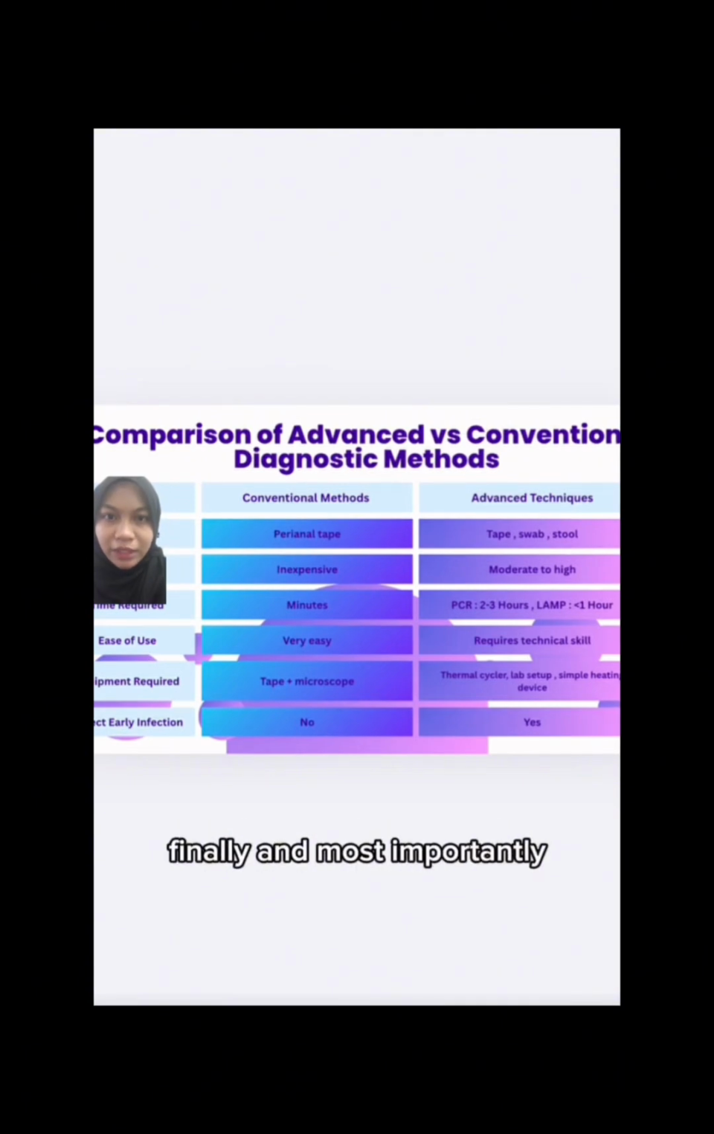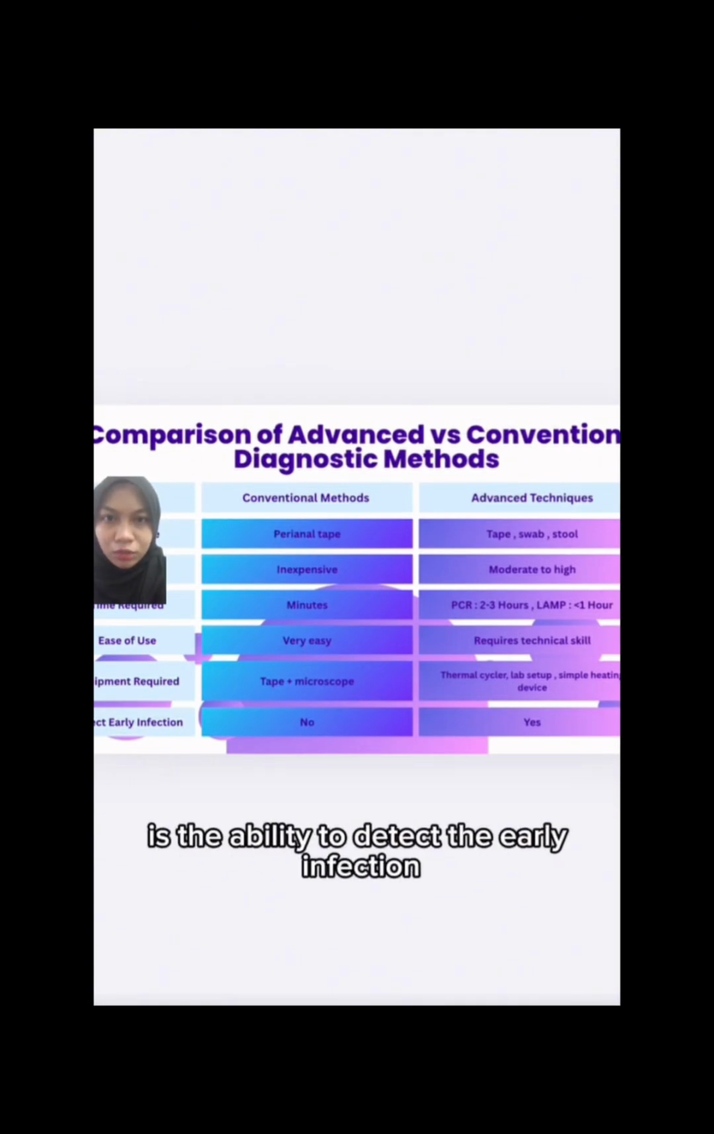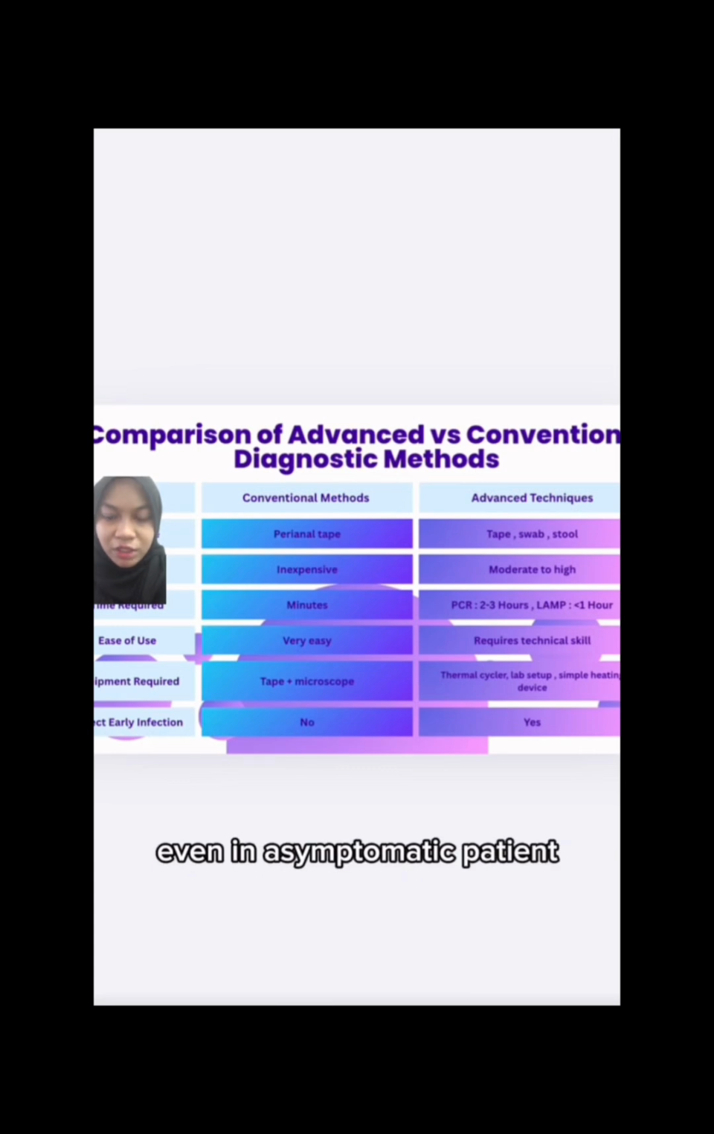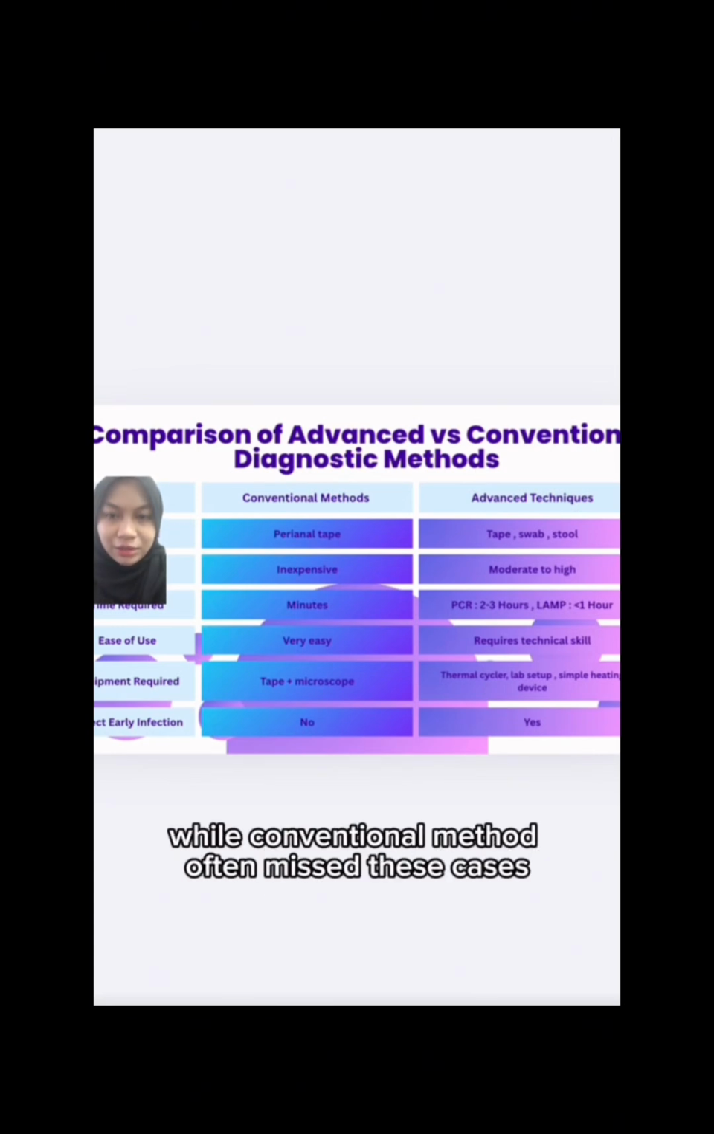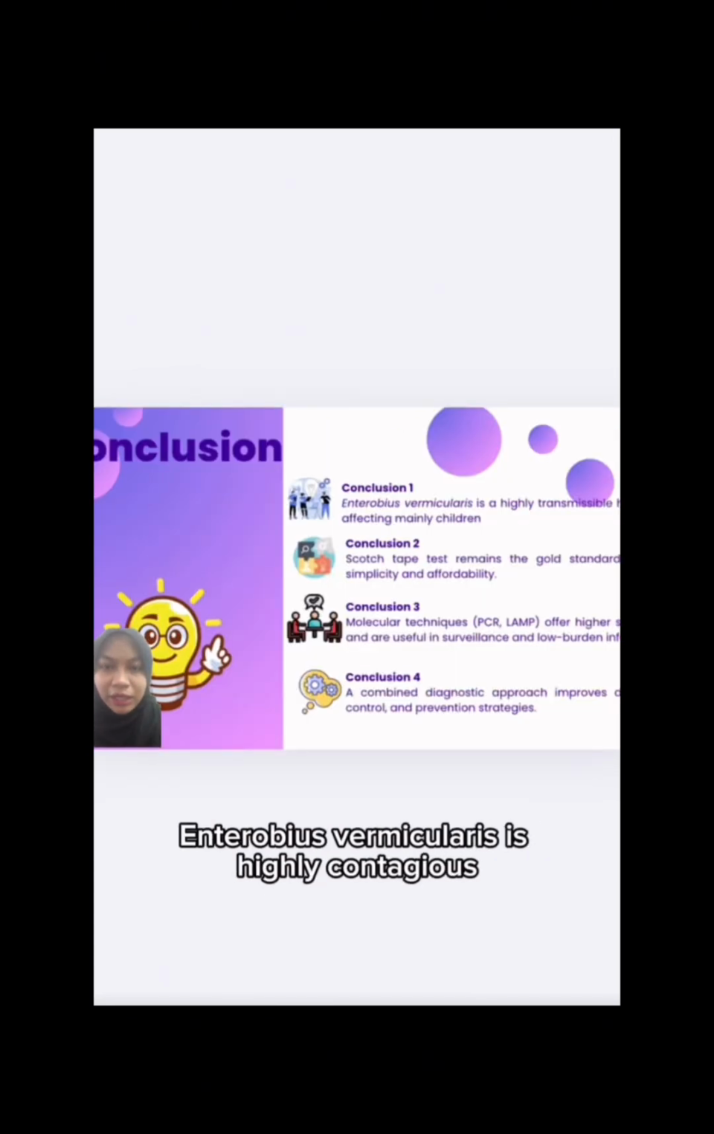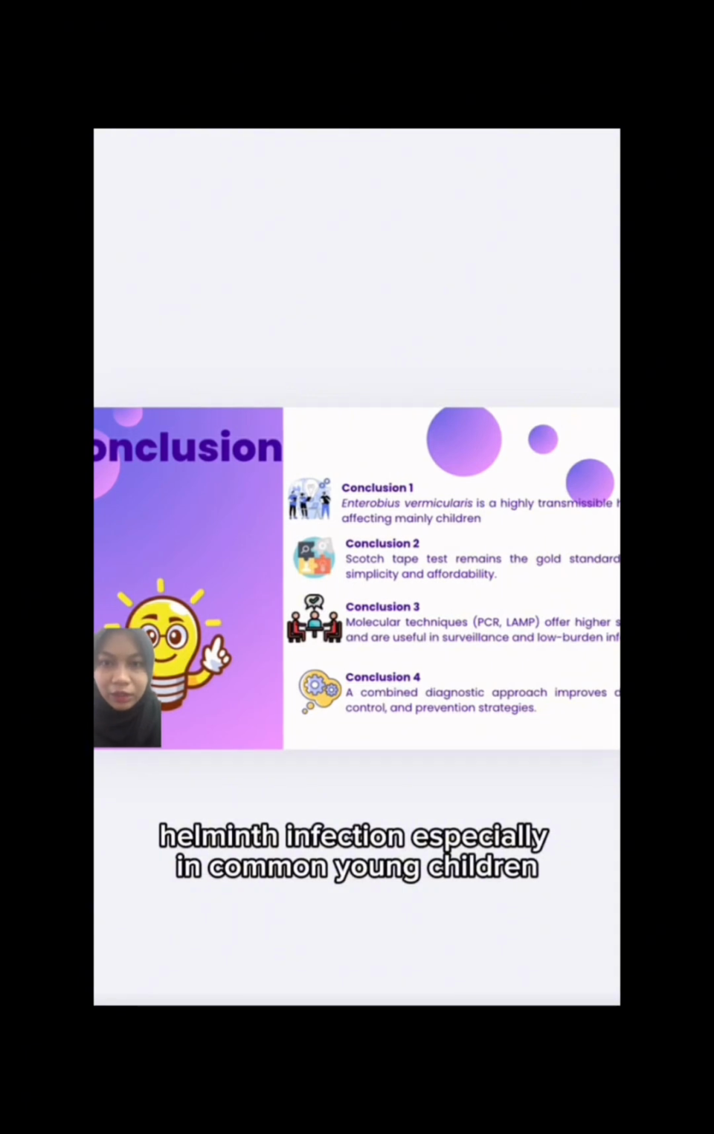Finally, and most importantly, is the ability to detect early infection. Here is where advanced techniques stand out. They can detect early stage infection, even in asymptomatic patients, while conventional methods often miss these cases. Enterobius vermicularis is a highly contagious parasitic infection, especially common in young children, often spreading rapidly in group settings like schools and daycares. In conclusion, the Scotch tape test continues to be the gold standard for diagnosis.